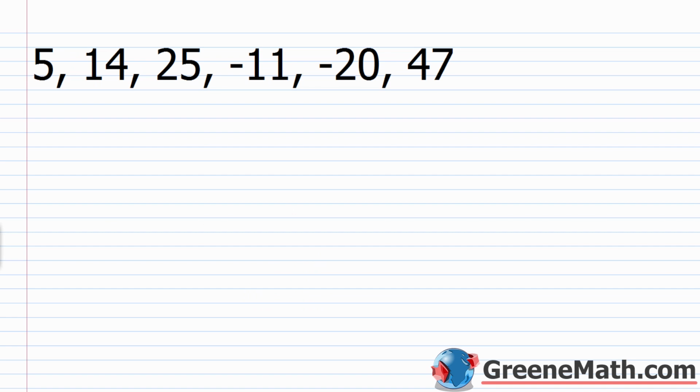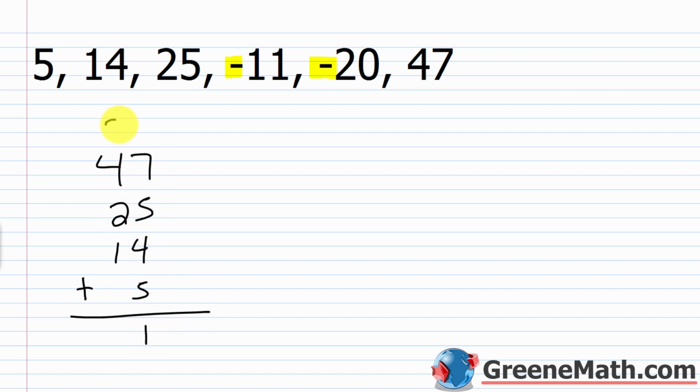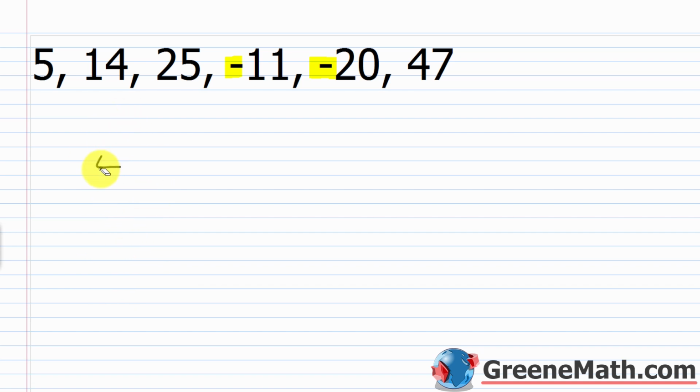All right, let's take a look at another one. We have 5, 14, 25, negative 11, negative 20, and 47. So because I have some negatives involved, I'm going to add the positive numbers first. So 5, 14, 25, and 47. So 47, 25, 14, and then 5. 7 plus 5 is 12, plus 4 is 16, plus 5 is 21. Put a 1 down, carry the 2. 2 plus 4 is 6, plus 2 is 8, plus 1 is 9. So that's 91.